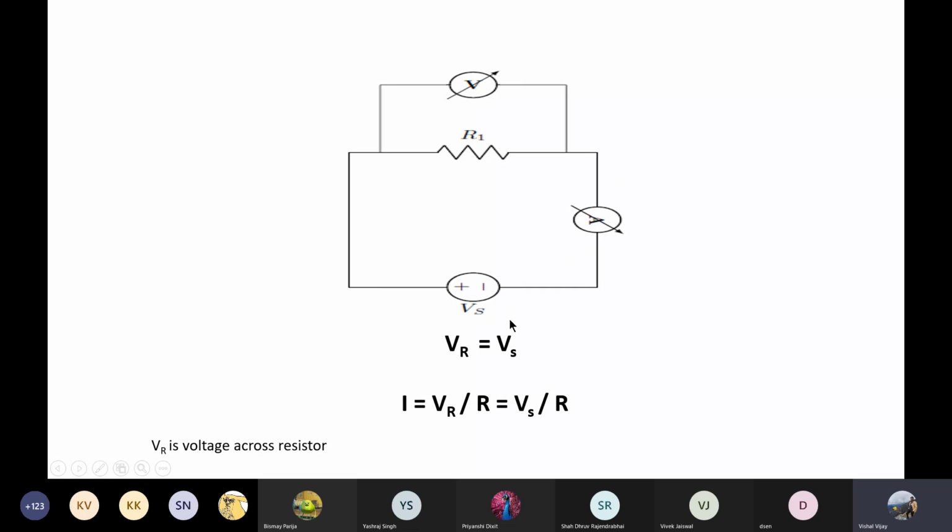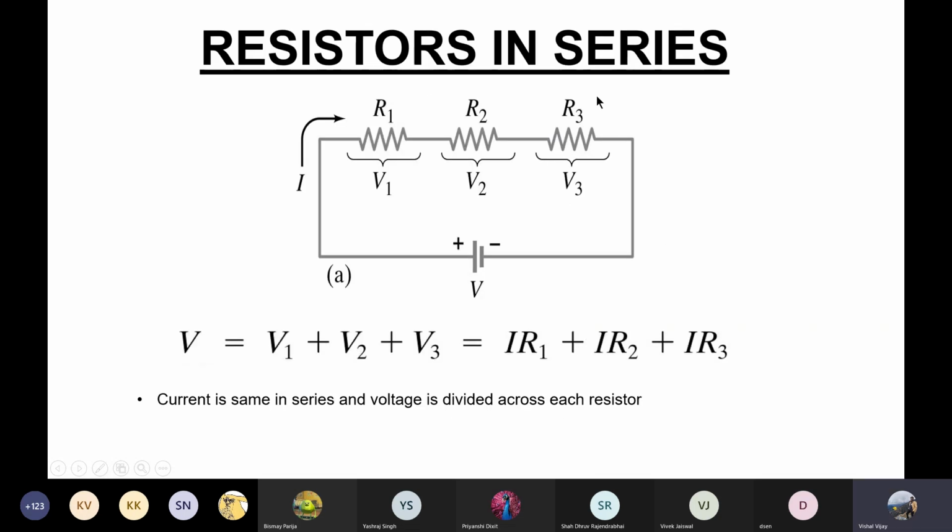So VR is equal to Vs. Ideally this VR will be measured through the voltmeter, and VR is equal to Vs. The current through the ammeter, I, is equal to VR by R, the voltage across the resistance divided by the resistance, and since VR is equal to Vs, I is Vs by R. So this is a resistor in series.